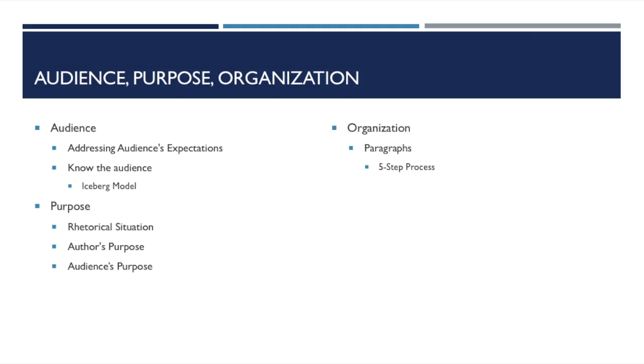So overall, the communicator and the writer in this case needs to make sure that the author's purpose and what they want, specifically looking at this rhetorical situation, matches up with the audience's purposes. They both have to complement each other and not conflict with each other in order to have the best form of communication. The next thing we're going to look at is organization.